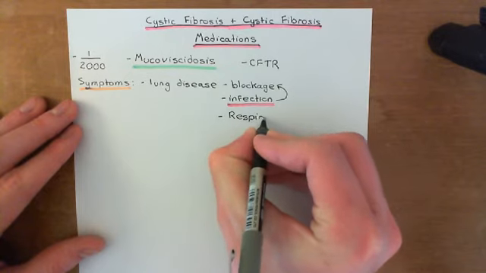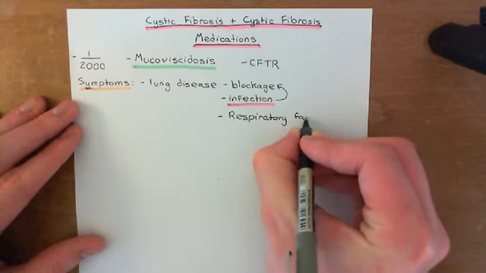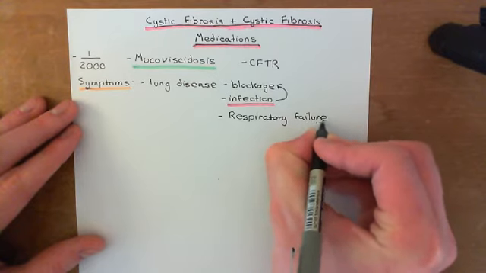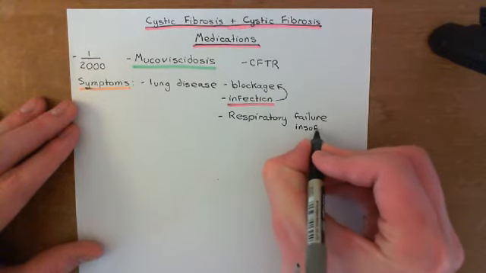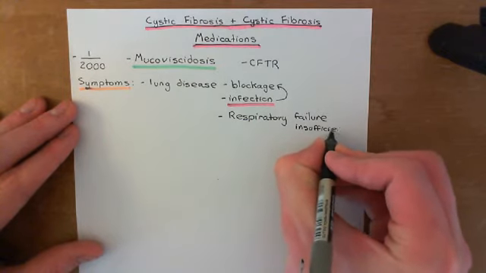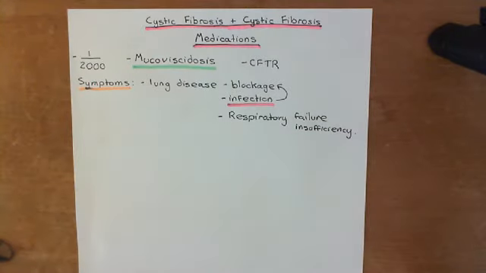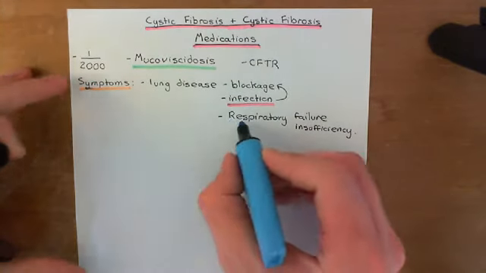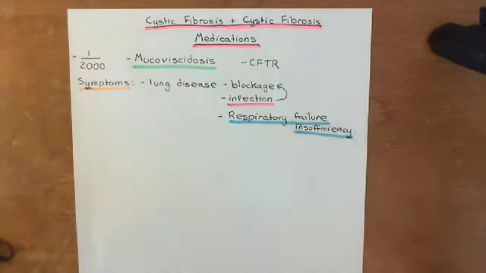Basically, because the respiratory system fails the rest of the body, it's called respiratory failure. It's also sometimes called respiratory insufficiency. You might also hear it referred to as that. So that's usually what kills people with cystic fibrosis, the respiratory failure or respiratory insufficiency that's caused by the blockage of the airways. Right, so that's the lung disease.